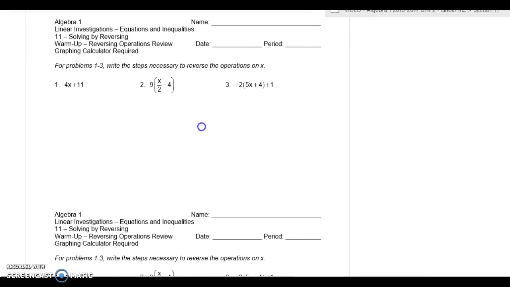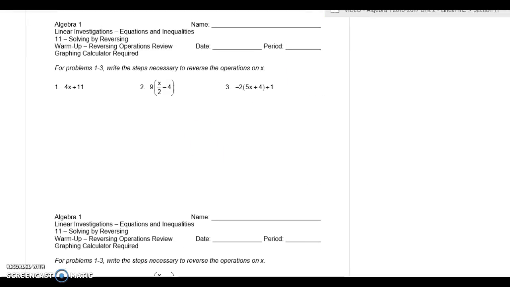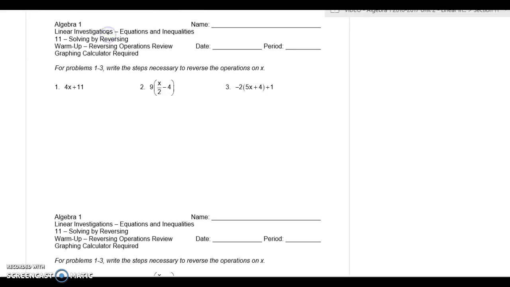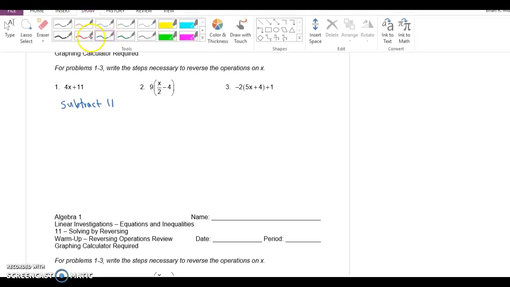In section 11, we're extending what we did in the previous section, looking at reversing operations, and now we're going to use that process to actually solve equations. So in our warm-up here, we're asked to write the steps necessary to reverse the operations on x. On number 1, we have 4x plus 11. To reverse this expression, we're going to subtract 11, and then we're going to divide by 4.